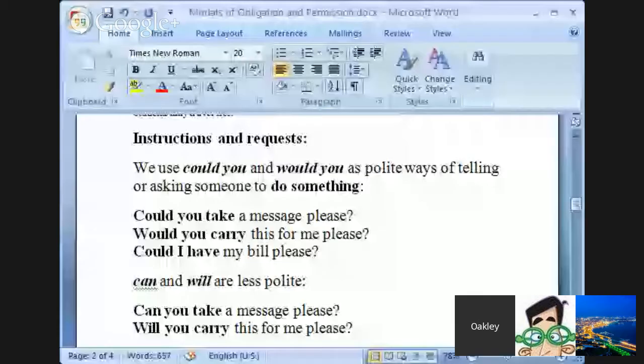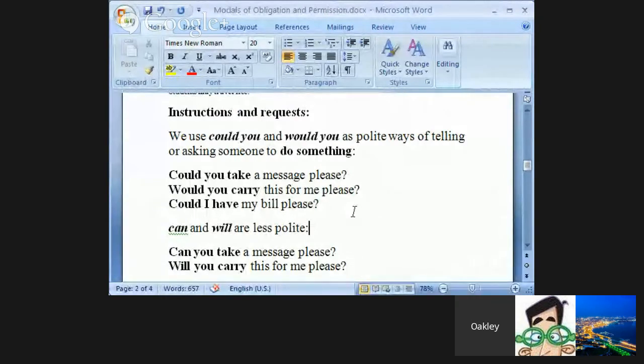So, modals of obligation to give instructions or make requests. I want to introduce you to some of those because you're going to be using them in the activity. We use could you and would you as polite ways of telling or asking someone to do something. For example, could you take a message, please? This is the language we're going to be using later. Would you carry this for me, please? Could I have my bill, please?